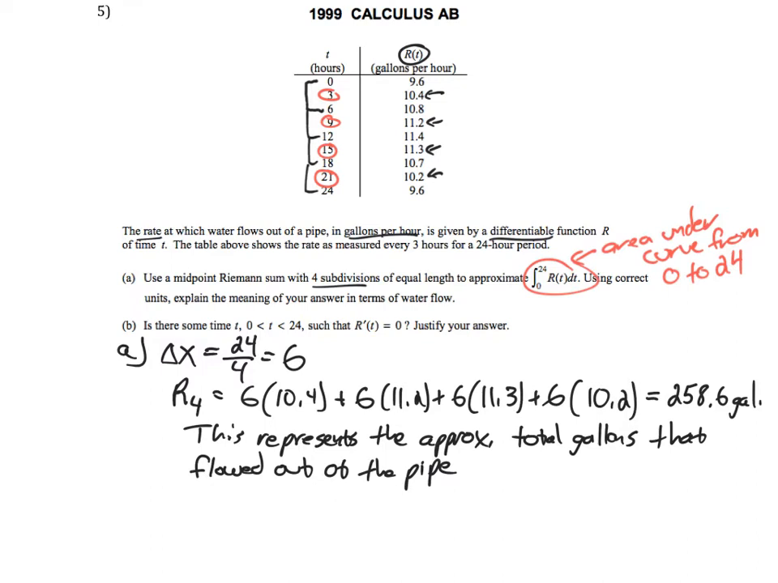Is it over some specific time interval? As you can see, it's from the time interval 0 hours to 24 hours. So we want to be specific. This represents the approximate total gallons that flowed out of the pipe from time t equals 0 to t equals 24. Done. Okay, so be very specific.